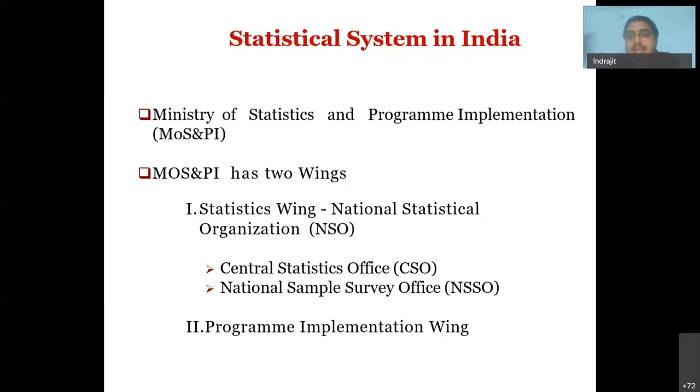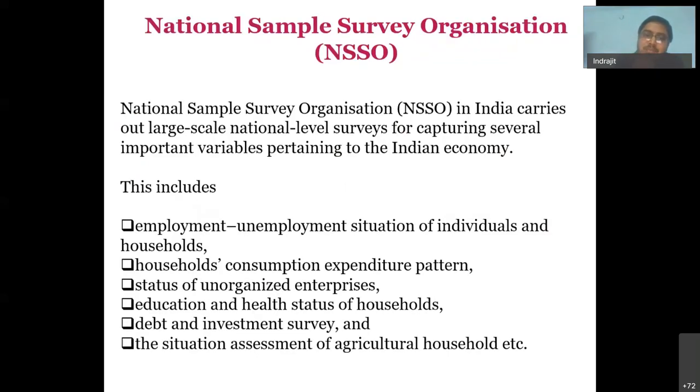And the National Sample Survey Organization conducts surveys at the grassroots level based on their scientific technique, and they have huge manpower as well. So MOSPI has two wings, the statistics wing and the program implementation wing. Program implementation is certainly their targeted programs to reduce poverty and so on. So the statistics wing includes the National Sample Survey Office. And the National Sample Survey Organization carries out large-scale national-level surveys for capturing several important variables pertaining to the Indian economy.